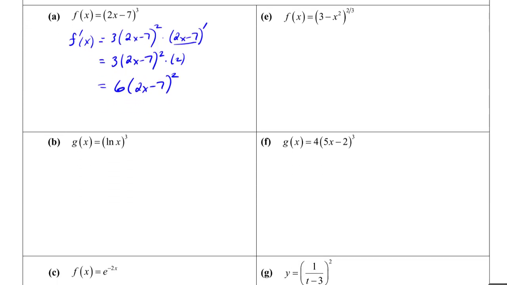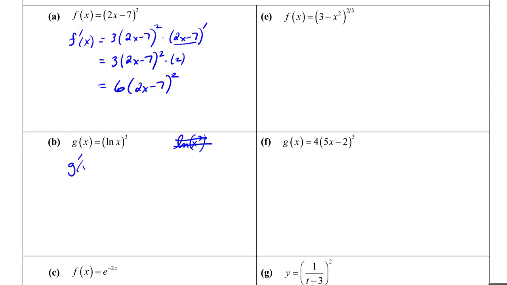Okay. g of x is ln of x cubed. Ln of x, all cubed. Notice a difference there. This is not ln of x cubed, in other words, it's not the x that's getting cubed, it's all of ln of x. So it's a different situation. What we have here is, again, just like before, something cubed. So it's very similar to part A.